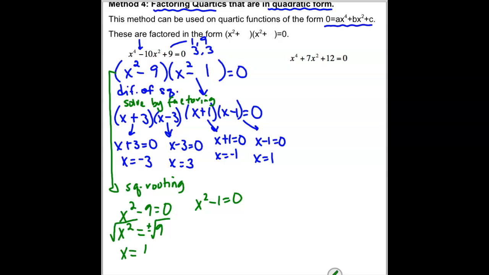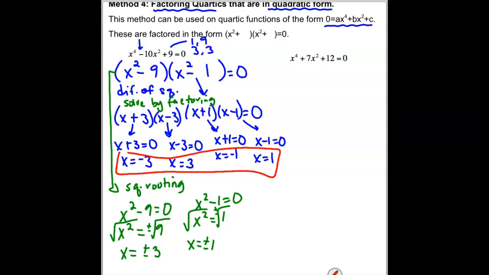So we get x equals plus minus 3. Here we would add the 1, square rooting. We get x equaling plus and minus 1. So we're getting the same answers, a positive and a -3 and a positive and -1. And it doesn't matter which of those two methods you use to finish that one.